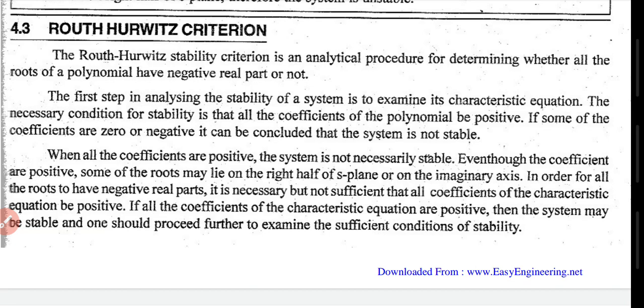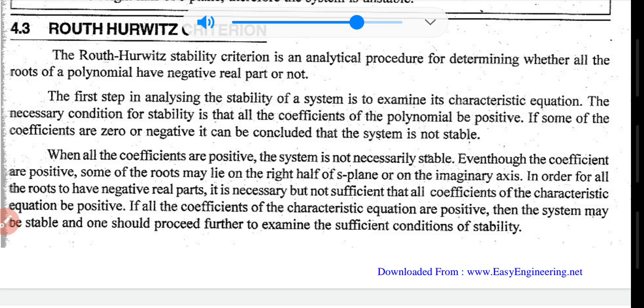So today we are going to start the next topic, that is the RH criterion. It is nothing but the Routh-Hurwitz criterion. This is one of the basic procedures for determining whether the roots of a polynomial have negative real part or not. So for finding the stability, you are going to have the polynomial.